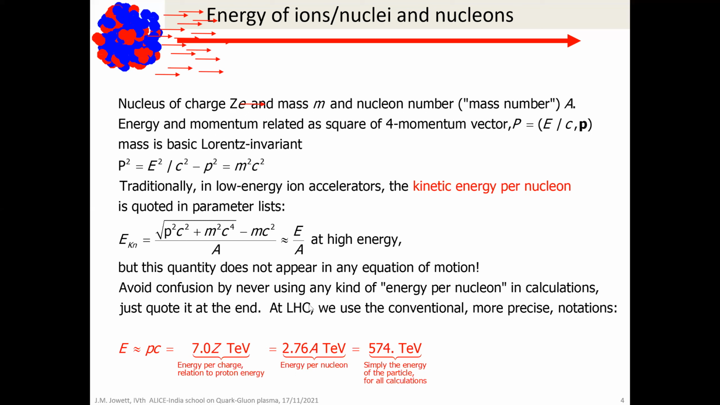So at the LHC, we avoid confusion by never using any kind of energy per nucleon in calculations and just quote it at the end. And we use these notations. E is very closely equal to momentum times c, which at the nominal maximum energy is 7 times Z TeV. So we write it like this. It's actually 574 TeV. Or when we quote numbers for the physics community, for example, we are usually asked for energy per nucleon, and we tend to write it as 2.76 A TeV.